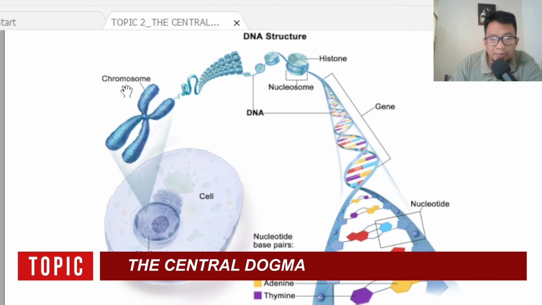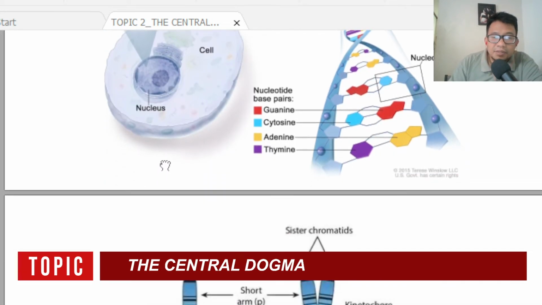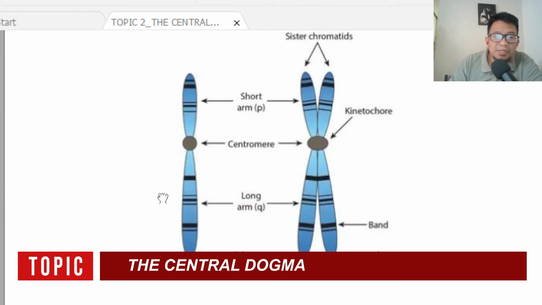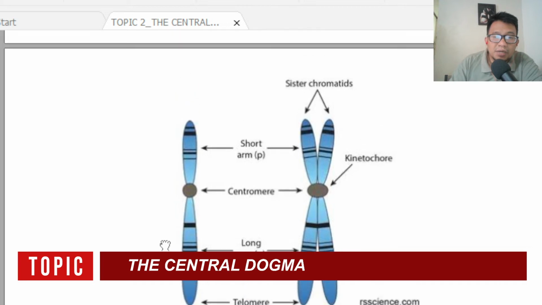I'm not going to discuss that one further. But you notice here that this chromosome is actually made up of DNA, coiled DNA. So what else? The structure has different components of the chromosome.